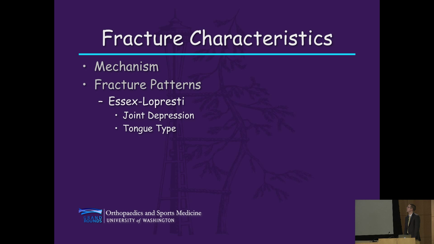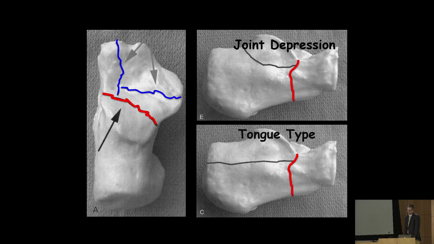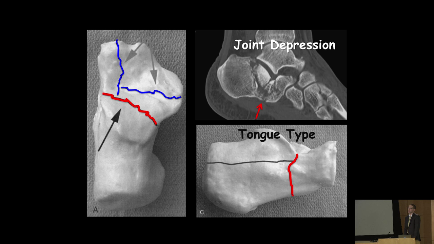The primary fracture line is represented with that red line. The secondary posterior fracture line exits in between the posterior facet and the tuberosity, separating these two anatomic structures. So that posterior facet is more or less a free piece and can be driven inferiorly. This is a sagittal CT scan representing a joint depression injury, with the primary and secondary fracture lines being seen there, and the posterior facet has been driven inferiorly.